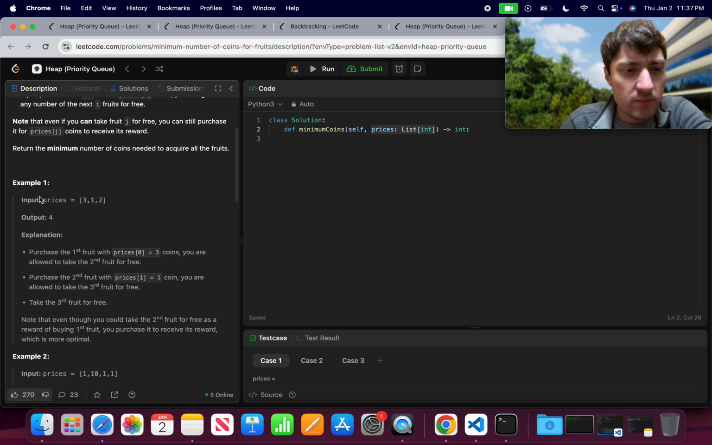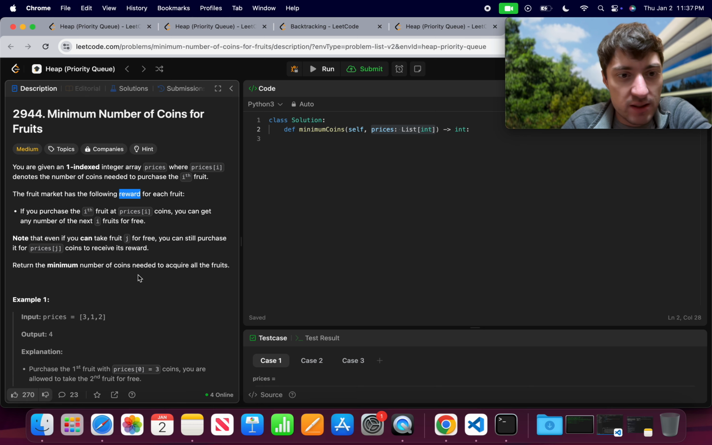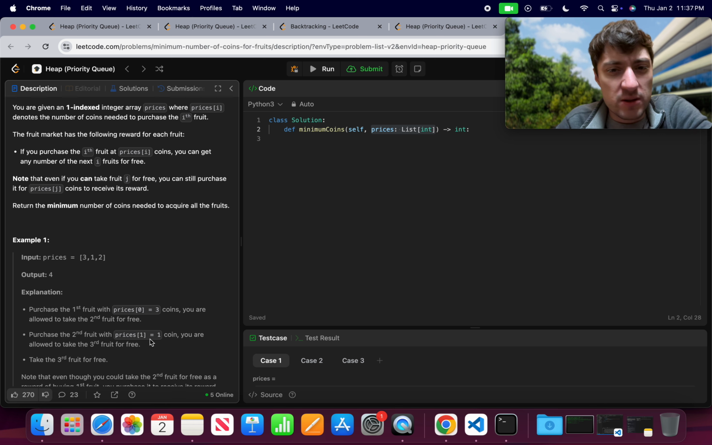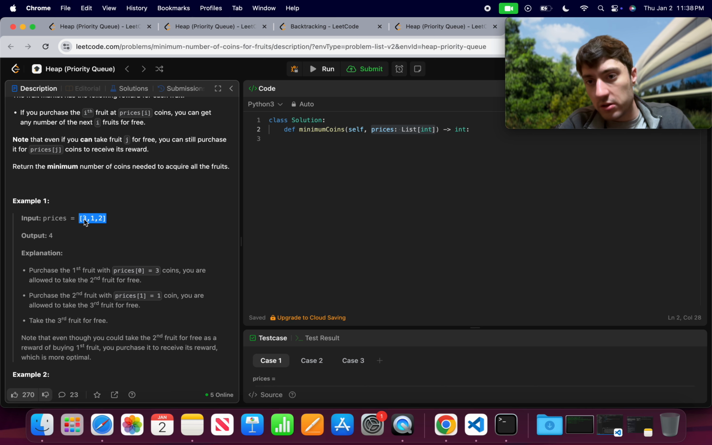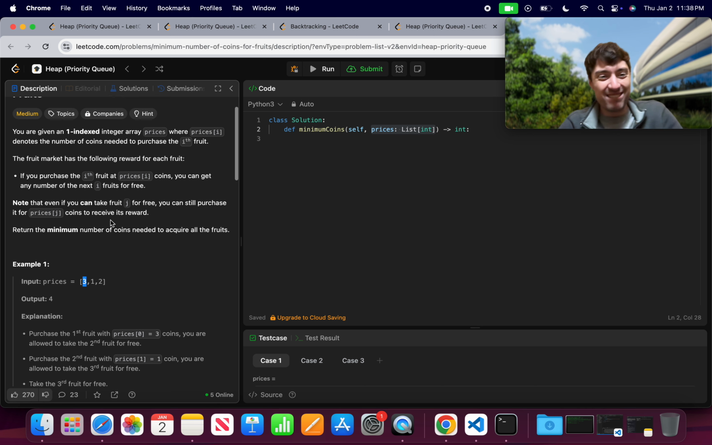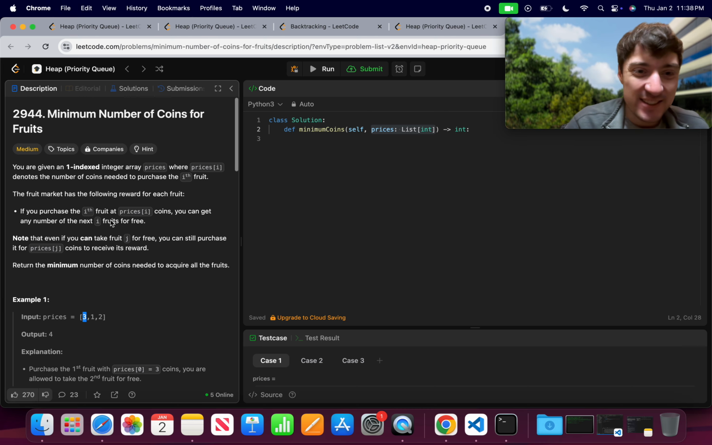Okay, so let's look here at some examples, because this is definitely a little bit difficult to understand exactly what it's wanting and what it's even meaning. So let's look at some examples, and hopefully this will become a little bit more clear. Okay, so input, prices. So we have 3, 1, and 2. All right. So it's not 1 indexed, by the way. It's 0 indexed.